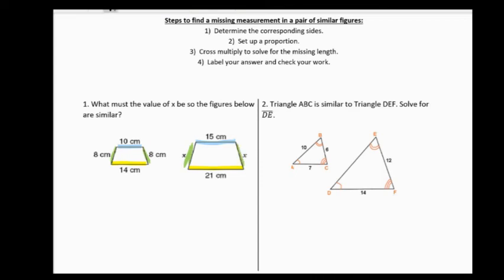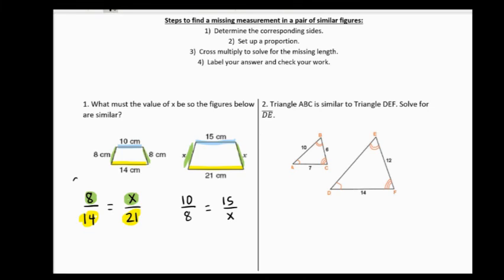So you have a couple options of how you could write a proportion. We could write 8 over 14 equals x over 21. Or we could use 10 and 8 and 15 and x. So how I did that was I took my 8, which is from my small shape, and that was my green side. Then I put x next to it, which was the green side from my big shape. I compared that with 14, which was my yellow side from the small shape, to 21, which was the yellow side on my big shape.